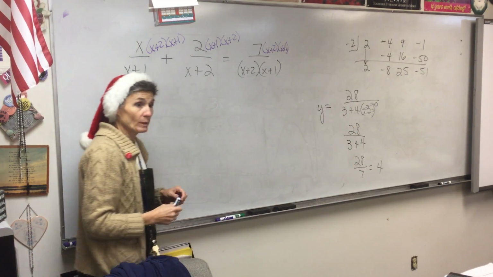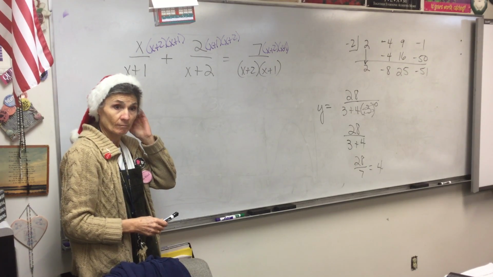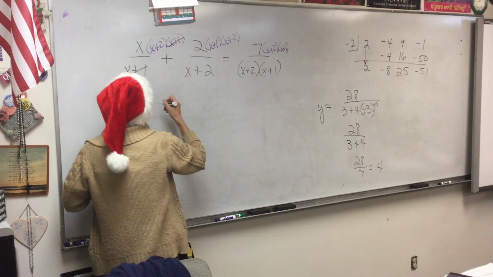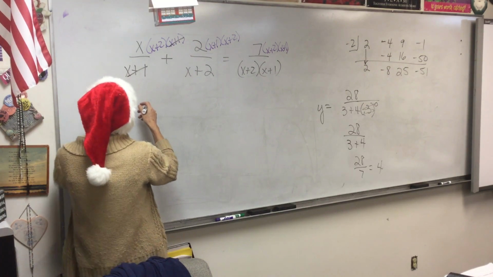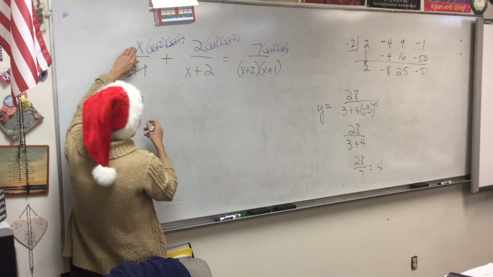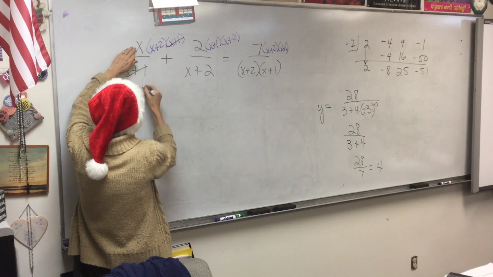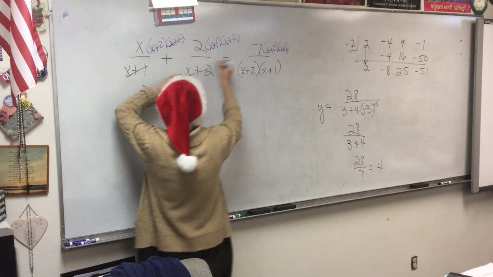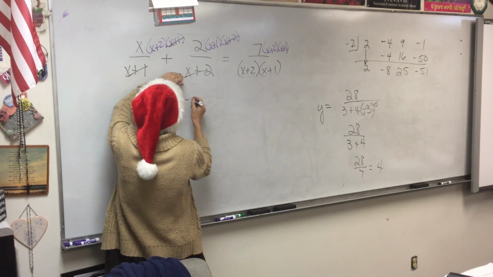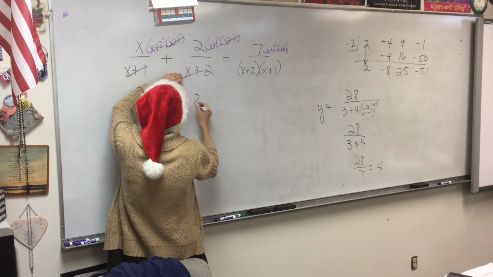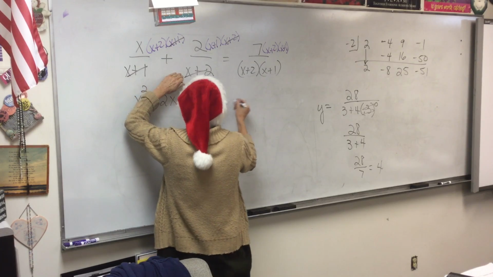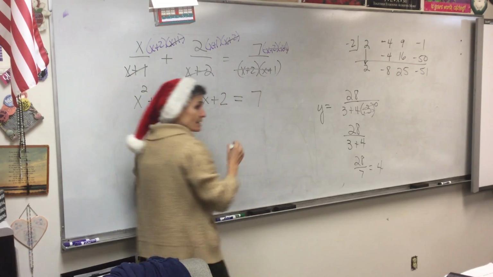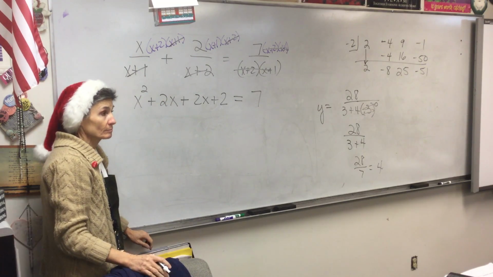Now what happens? What did I do that for? I can cancel. So out go the x plus 1's, and I'm left with what here? What would I be left with? X squared plus 2x. Okay, then these are going to cancel, and I'll be left with 2x plus 2, and then it equals nothing left except 7.